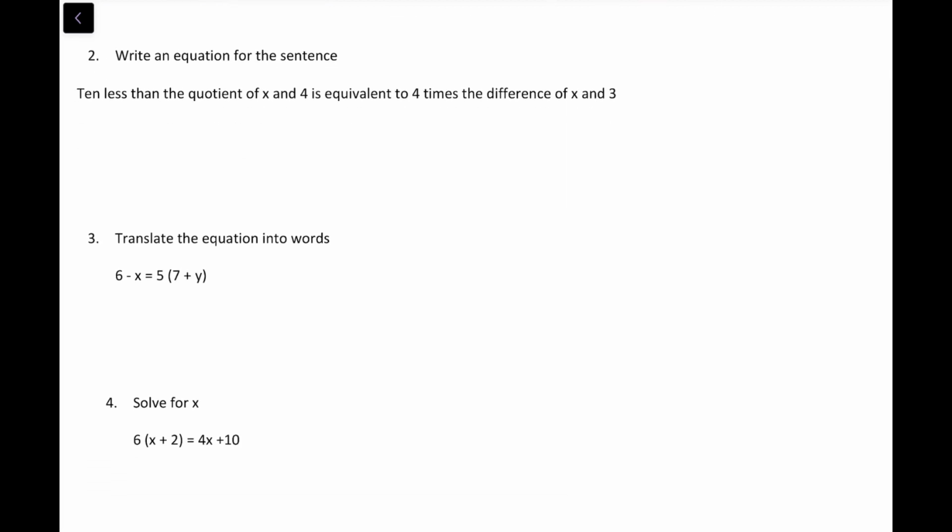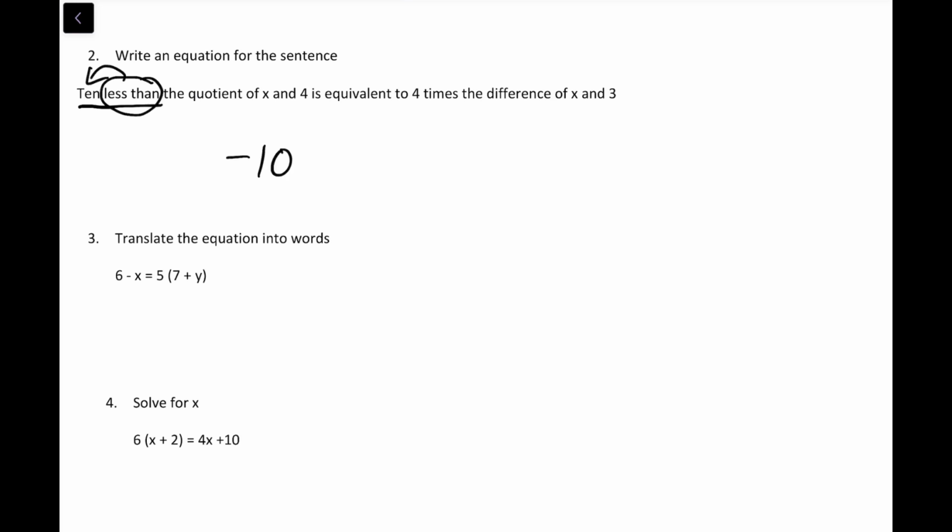Okay, two. Two says write an equation for the sentence. So an equation means I only want numbers and symbols. So I'm taking these words and I'm going to transform them into a group of numbers and symbols. So 10 less than, that tells me I'm taking 10 away. That less than tells me to subtract whatever this is. So I'm subtracting 10 from something.